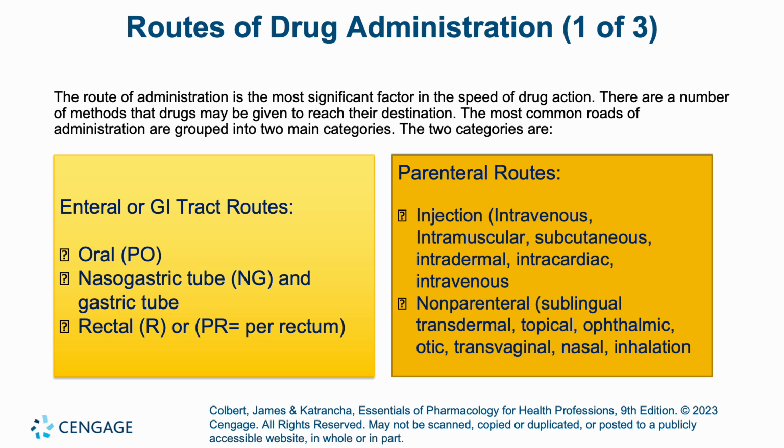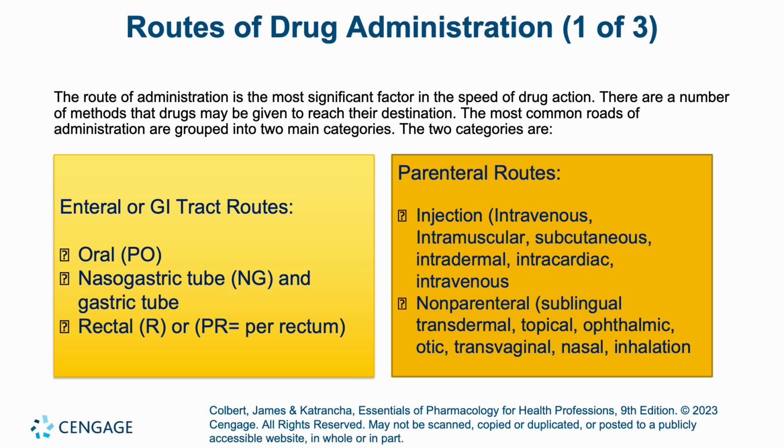So what an NG or a gastric tube is, it's a tube. If it's NG, it goes through the nares of the nose and down into the stomach. If it is a gastric tube, it's surgically inserted through the abdominal wall, and the medication goes directly into the stomach. And then the rectal route, or PR, per rectum, that's when a medication is inserted directly into the rectum, still in the enteral tract.